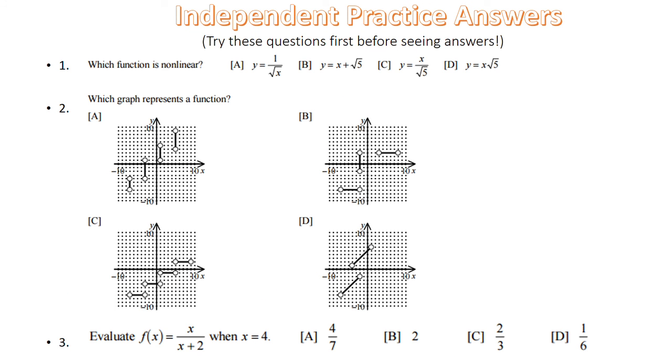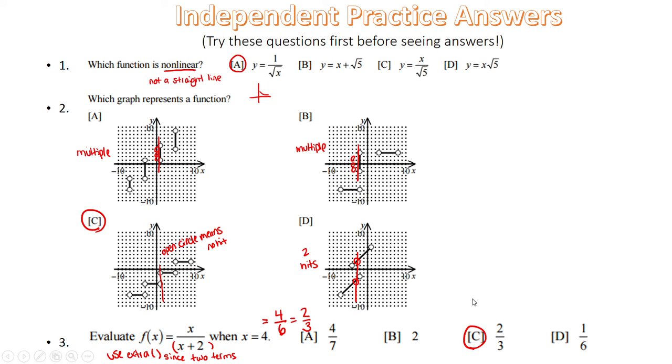Okay, here we go. Number 1, they're asking us which function is nonlinear. If I graph A, I'm going to get a little curve going down on A. So A is the one that doesn't have a straight line. The rest of these should have straight lines. On number 2, they're asking us which one's a function.